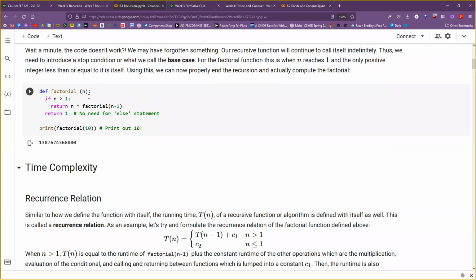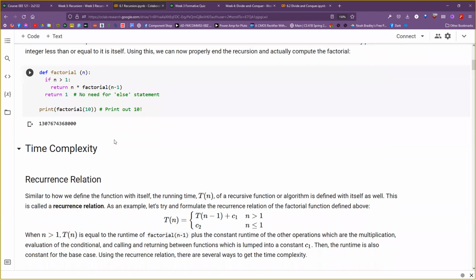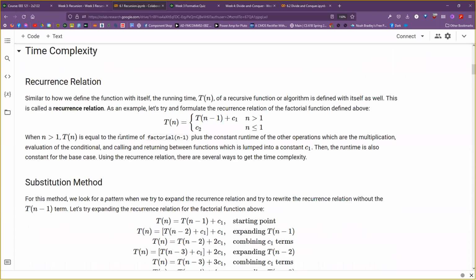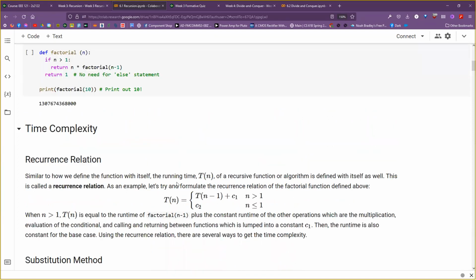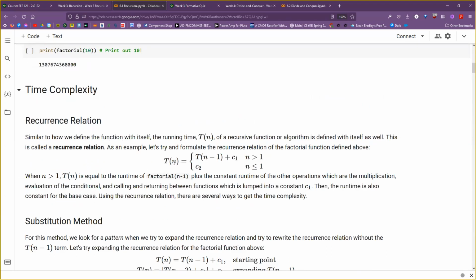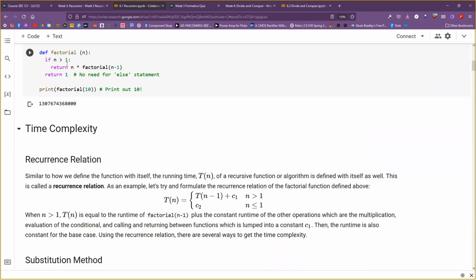So, since a recursive function is a function defined using itself, ang ating recursive na time complexity or running time is defined using itself then. So effectively, yung running time ni T of n or si factorial of n equal siya sa running time ni factorial of n minus 1 plus some constant time to execute yung commands.